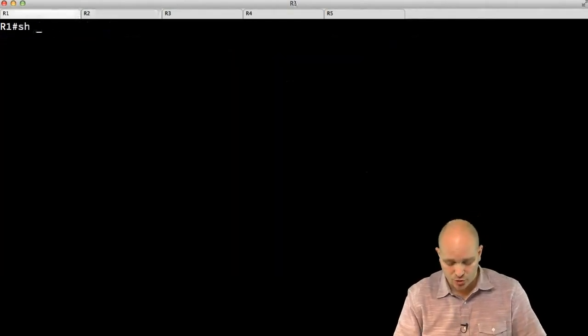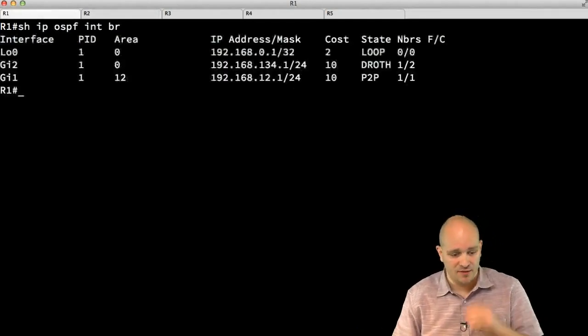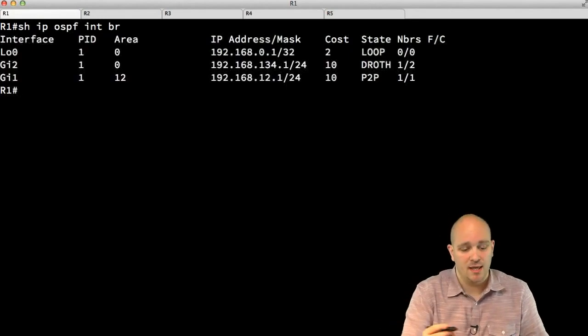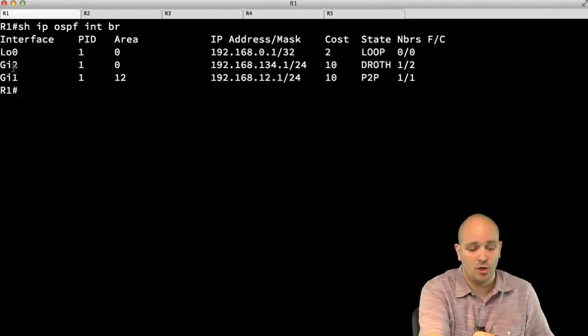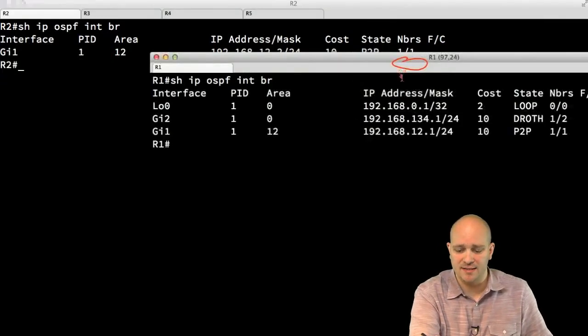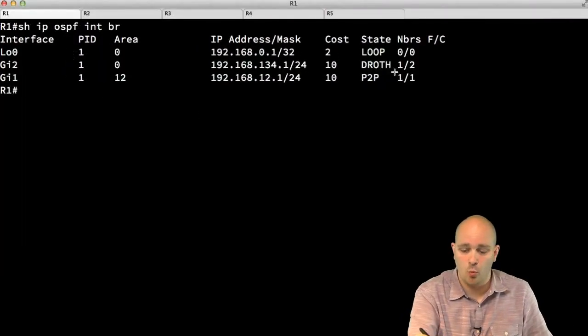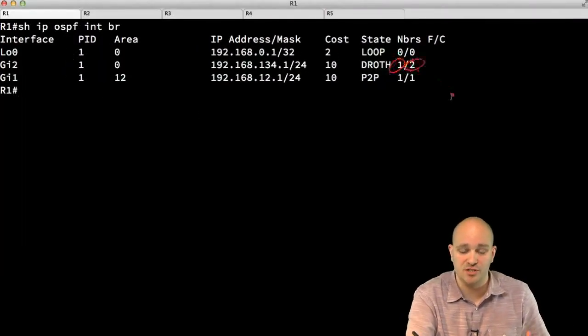On R1 here, show ip ospf. Okay, let me do it like this. Show ip ospf interfaces brief. What I'm looking for here is on the gigabit 2 interface, I'm looking for 2 neighbors, and I can see here that I am fully adjacent with 1 neighbor out of 2 neighbors that I see.